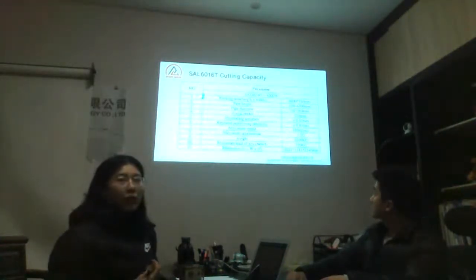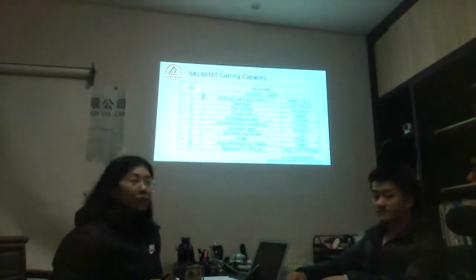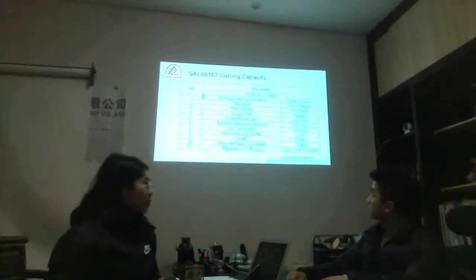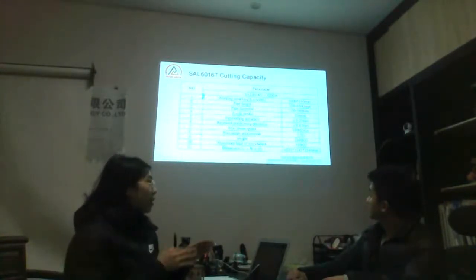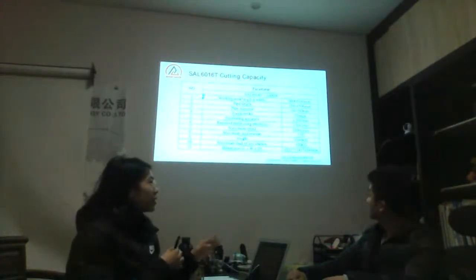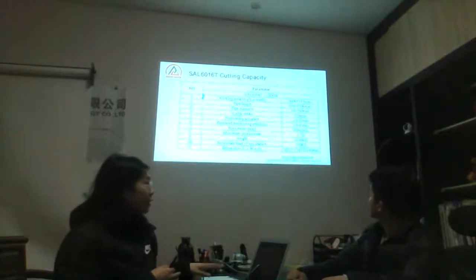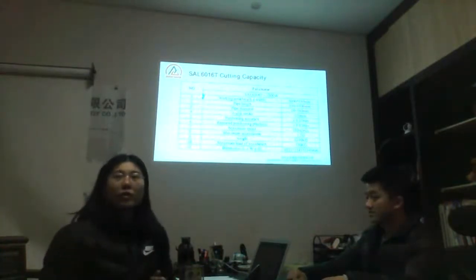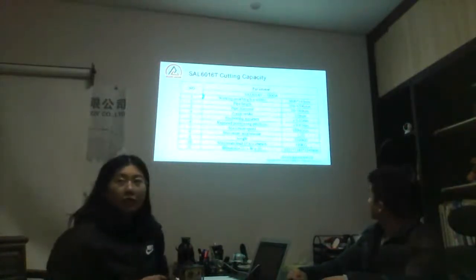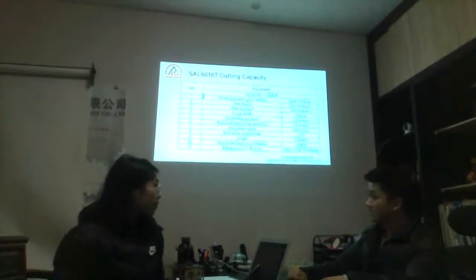And now I will introduce our specialized laser cutting machine for pipes and tubes. We can see here the first one and the third one. For the working area, the length and the width for our laser cutting machine SEL 6016T, the size is 6 meters by 160 millimeters for the workpiece.